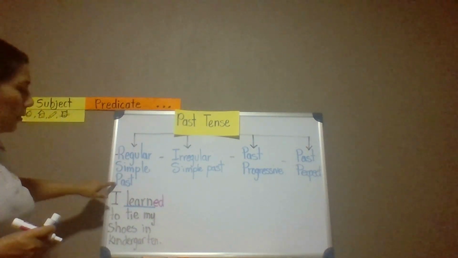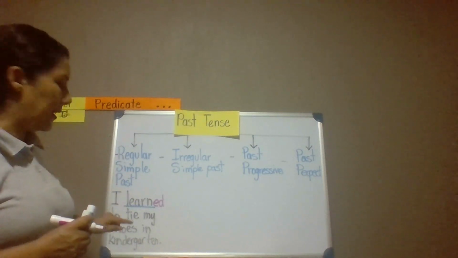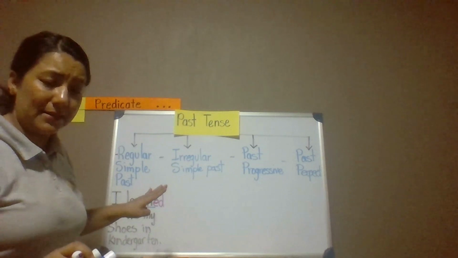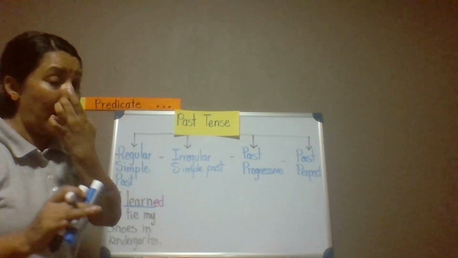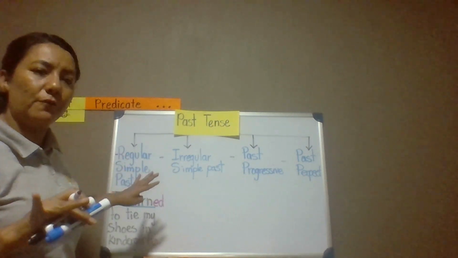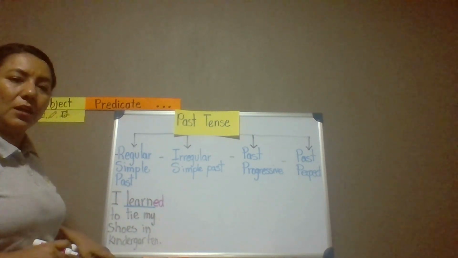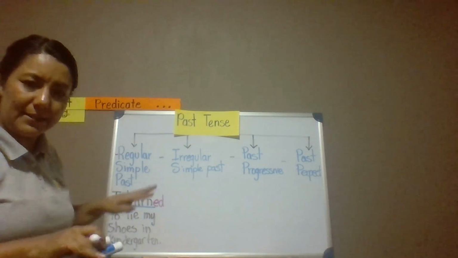And it is simple past because it only has one verb in past. No combinations, no extra elements. Just one verb in past for a finished action. I learned to tie my shoes in kindergarten. Finished. Did it, and that's it.